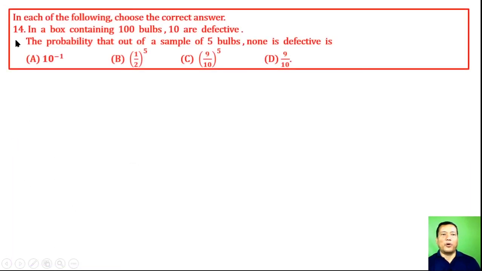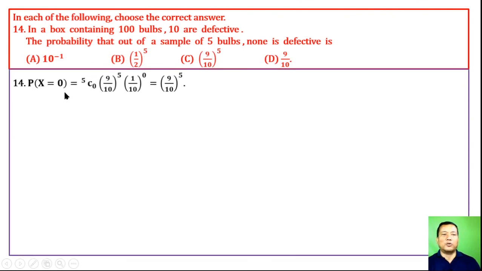In each of the following, choose the correct answer. In a box containing 100 balls, 10 are defective. The probability that out of a sample of 5 bulbs none is defective is: P of x equal to 0, 5 C 0, p value 1 by 10 power 0, into q value 9 by 10, whose power is 5. The correct option is C.